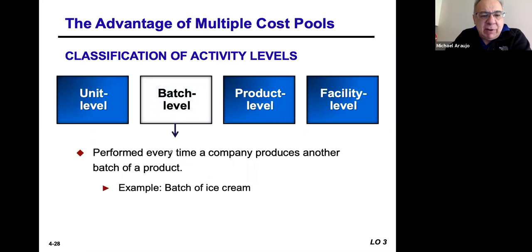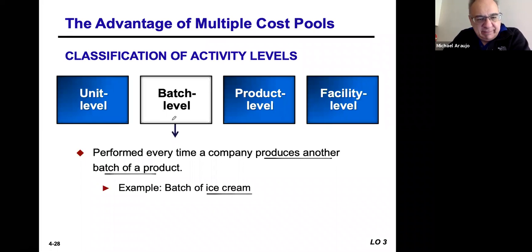And then you have something called a batch level activity. When a company goes ahead and produces another batch of a product, like we need to produce more ice cream, right? For every batch of ice cream that's produced, that's a batch level activity. Okay.